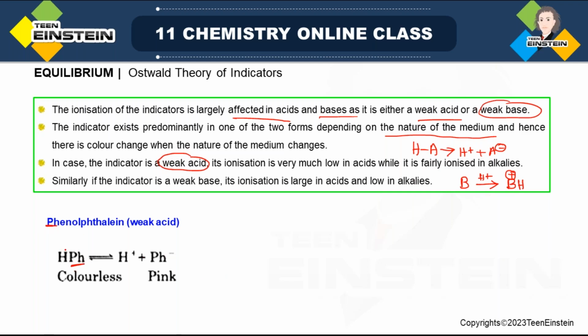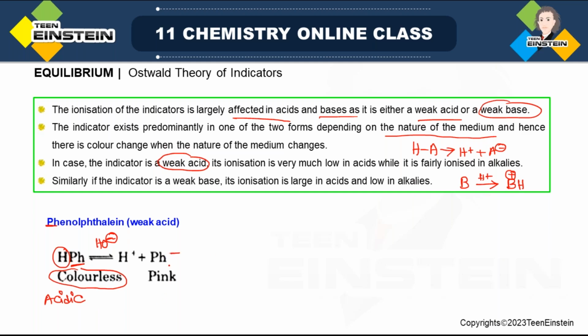Now in this phenolphthalein structure there is one acidic proton present. If you are having some basic medium, obviously this ionization to H plus and Ph minus will be increased. Now when it is in protonated form, that is when it is with this H, that form is basically colorless. So that is the reason when phenolphthalein is in acidic medium, there is actually no color. But when there is basic medium, now the H is removed from the rest of the structure.